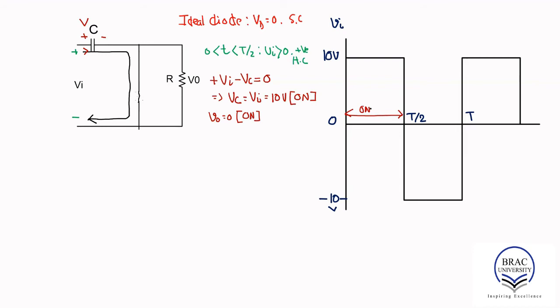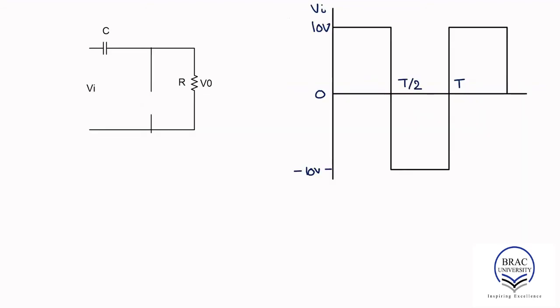So that is what happens when the diode is forward biased. Next, let's see what happens when the diode is reverse biased. That means during the interval when t is greater than T by 2 and less than capital T, Vi is less than 0.